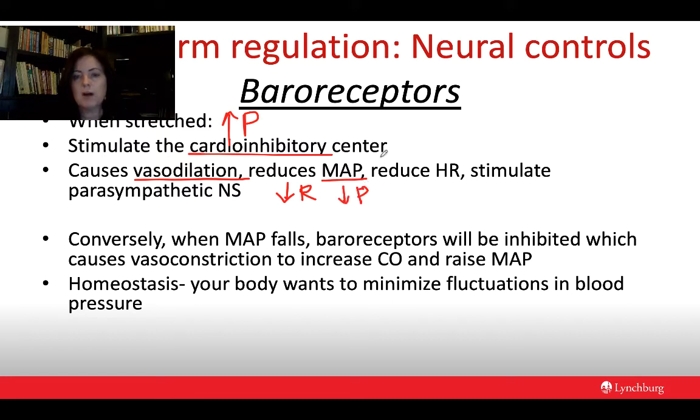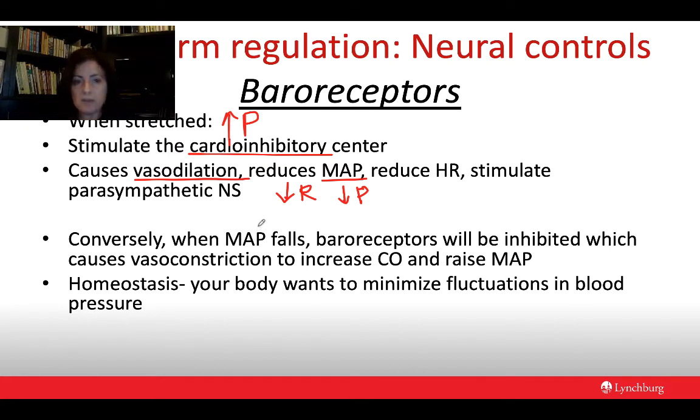It's also going to slow down our heart rate because that plays a role as well in terms of cardiac output. And it's going to stimulate the parasympathetic nervous system to kind of calm things down a little bit. Okay, so that's the reaction that we have. That's what happens with baroreceptors when they're stretched.